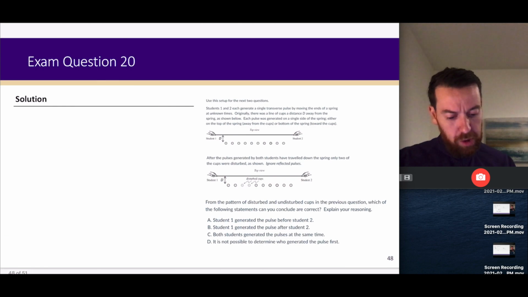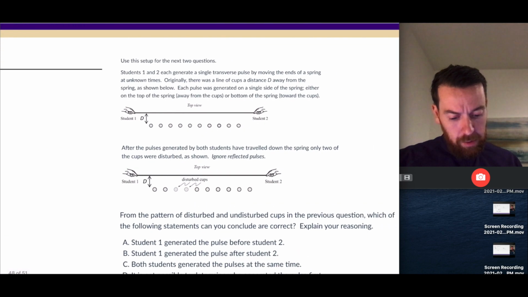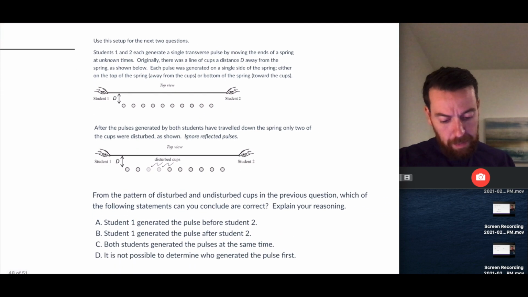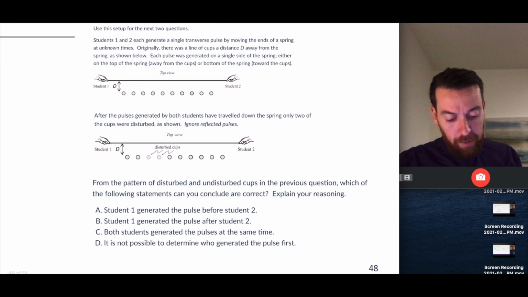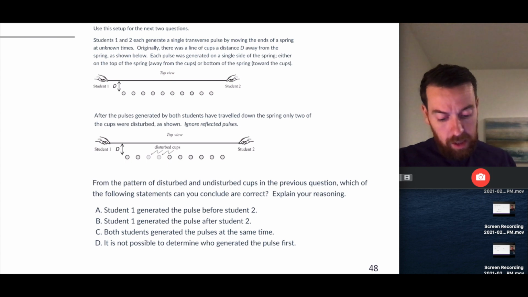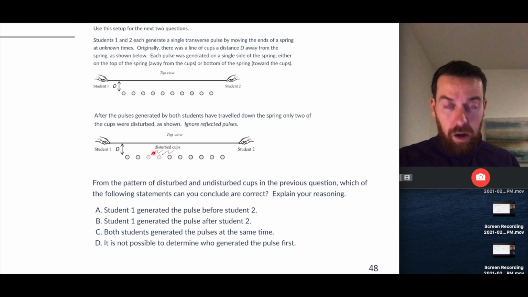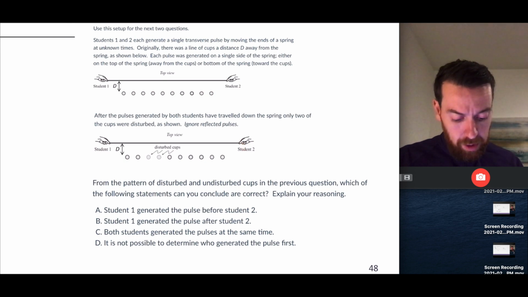Okay, so question 20, and it's the same sort of setup here. But this was an explain your reasoning question. So for the pattern of disturbed and undisturbed cups in the previous question, which of the following statements can you conclude are correct? Explain your reasoning. So we can see that in this particular version, the disturbed cups are closer to student 1 than they are to student 2.